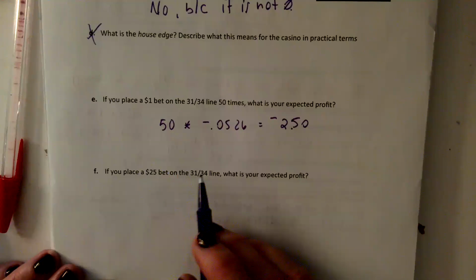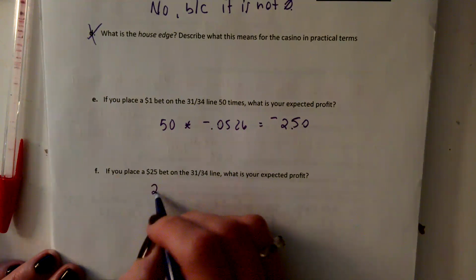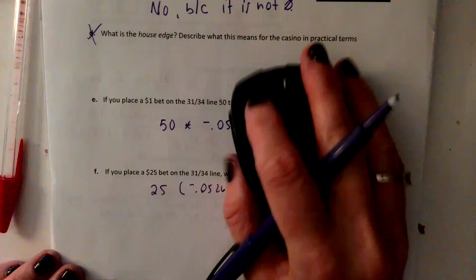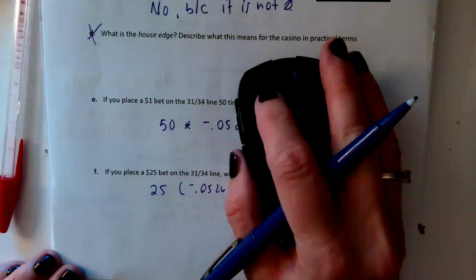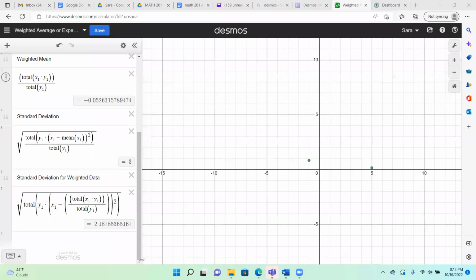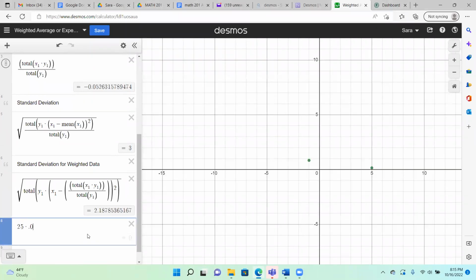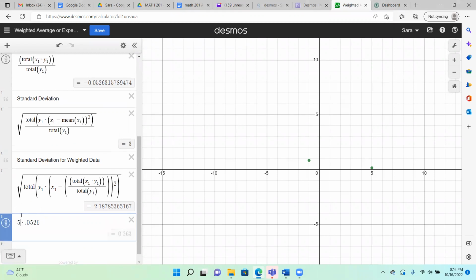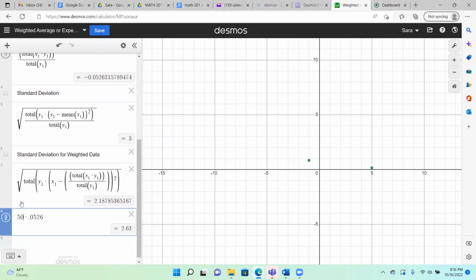And then F says, if you place a $25 bet on the 31-34 line, what is your expected profit? So $25 times that same expected loss, let's go back and look at that. Desmos. Down here we can do 25 times. So it would be $1, a loss of $1.32 rounded. And then the one from above was the $2.63 loss if we do it appropriately here.